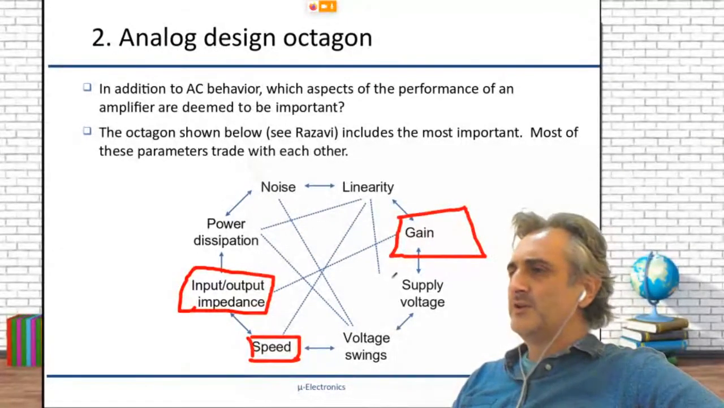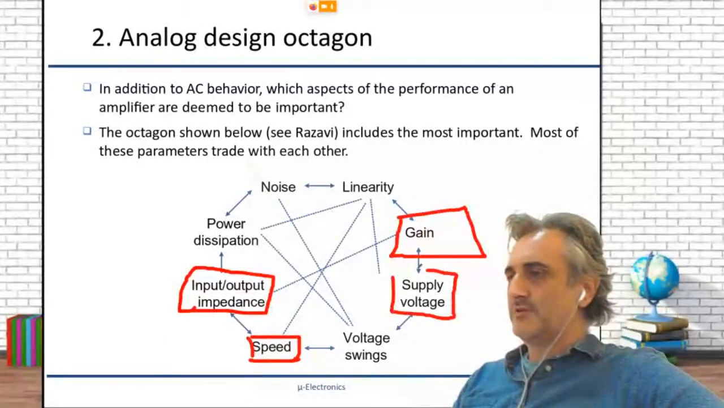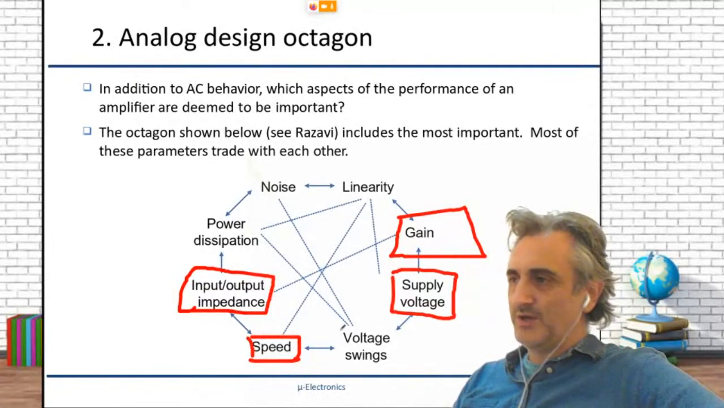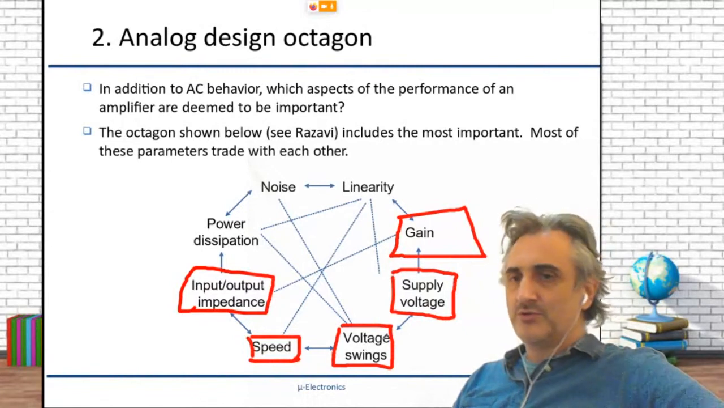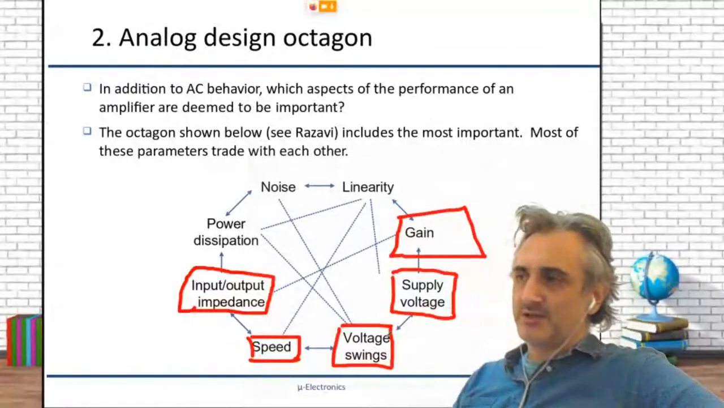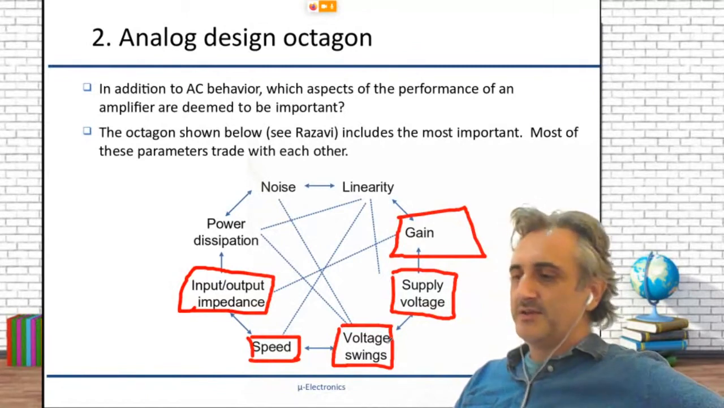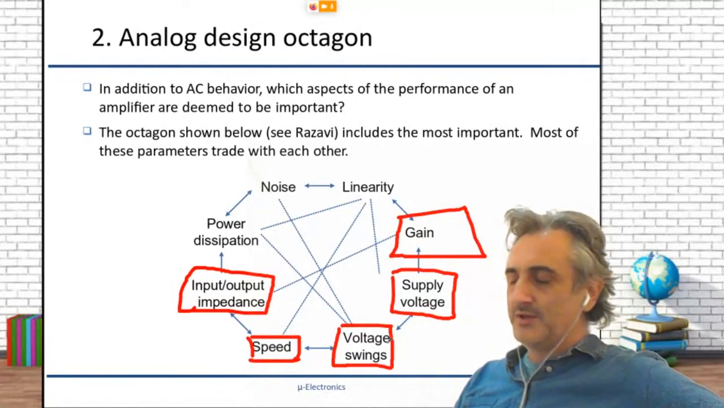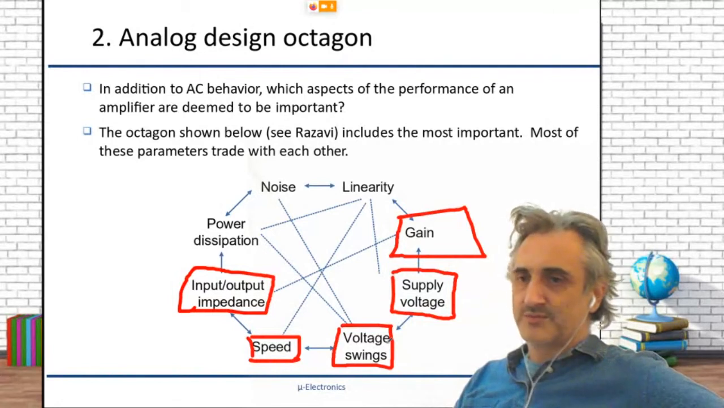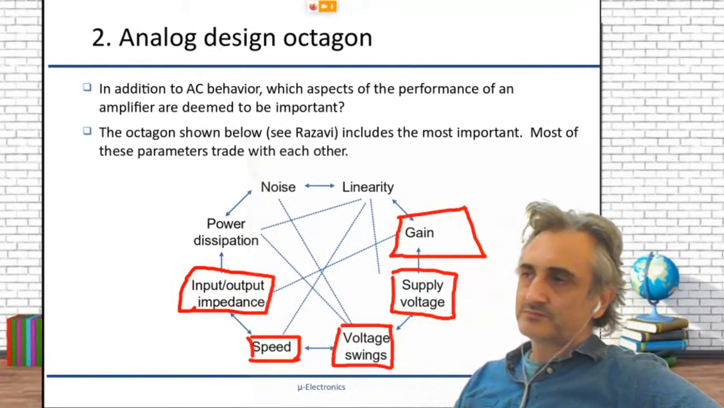You need also to consider which is the supply voltage you will be using for your design, because the supply voltage will affect, for instance, the voltage swings and also the speed. It will affect the voltage swing because you will not be able to go farther than the supply voltage when you are moving your output. If your supply voltage is 3 volts, your output signal will not be able to go farther than 3 volts. So this is also important.